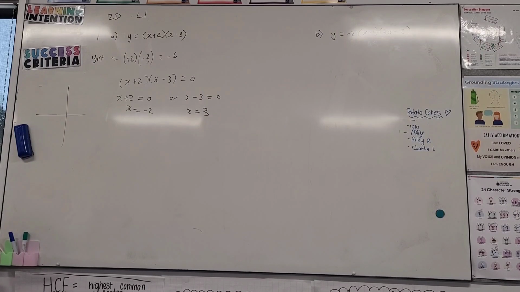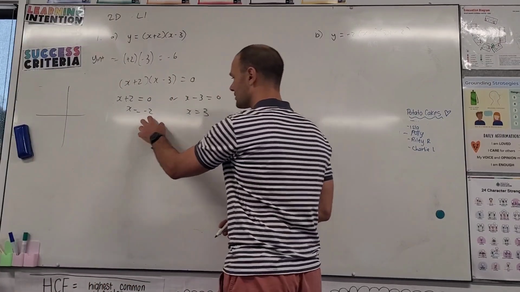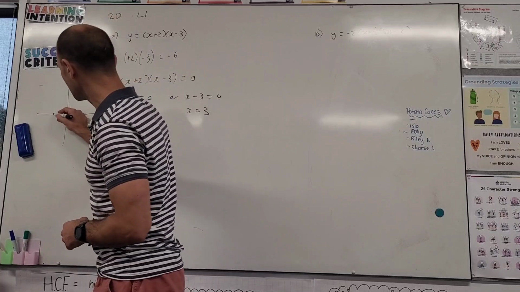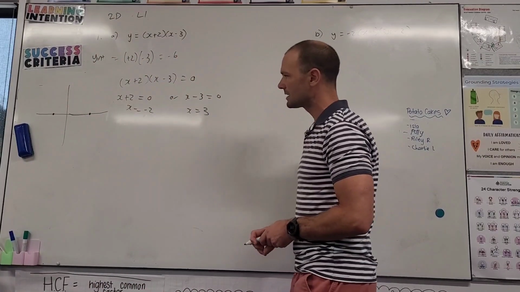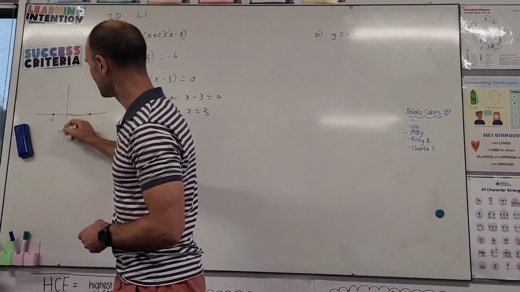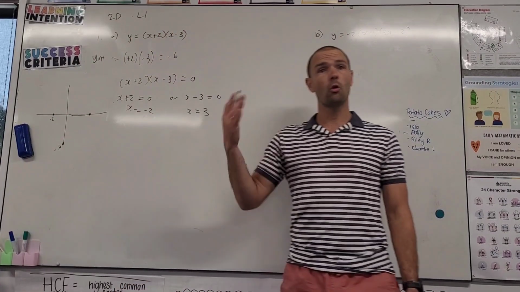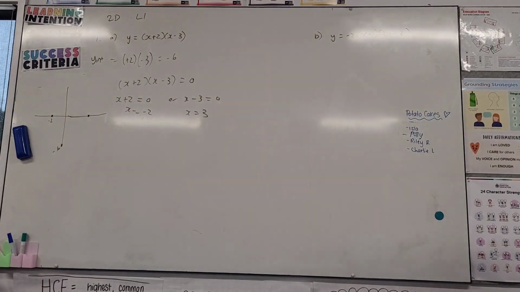Okay, now what we're going to do is sketch a graph with these features. So we have x-intercepts of minus 2 and positive 3. So I go to my Cartesian plane, minus 2 is about there, positive 3 is about there, and we have a y-intercept of minus 6. So that's going to be down here. And we have to draw a quadratic that goes through these points.